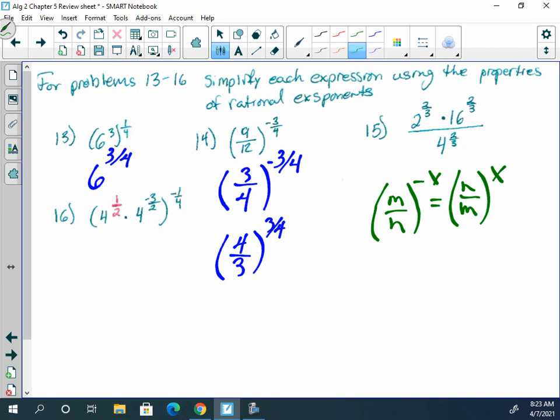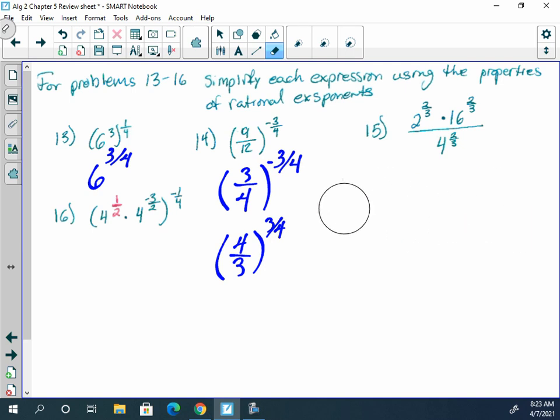Because of our properties of negative exponents, if an exponent is negative, we have to move it from the numerator to the denominator, or denominator to the numerator, to make it positive. Whenever we move it above the fraction bar, it changes the sign of the exponent. So we could have done it that way there.